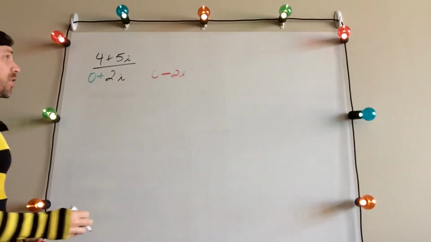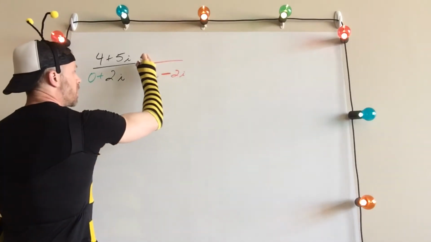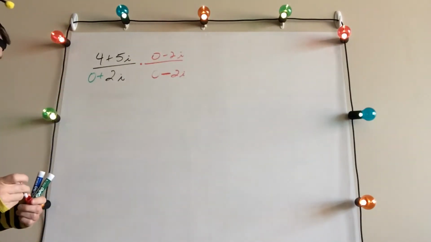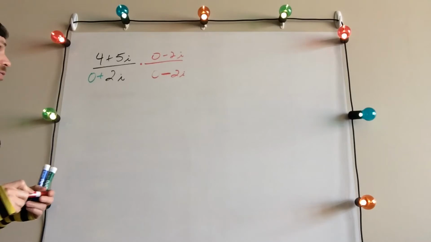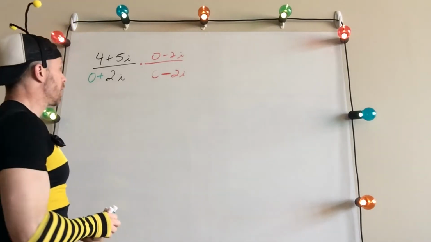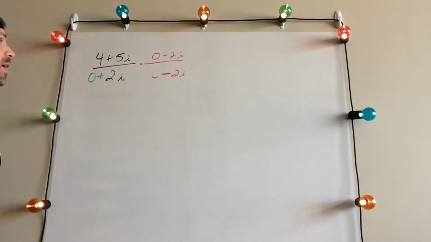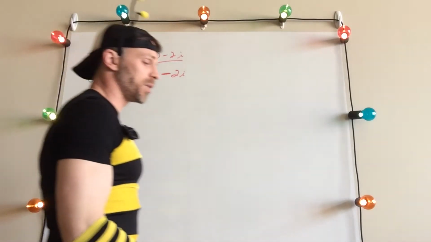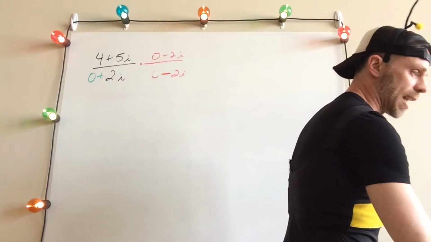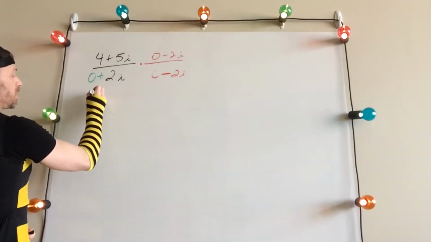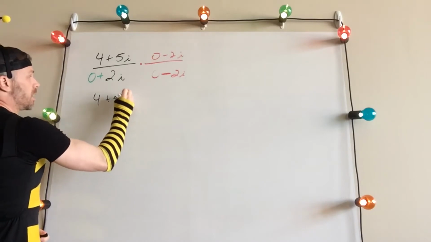All right, but we don't want to change the value of the fraction. We just want to change the way that it looks. So we need to make sure that we multiply the top and bottom by that 0 minus 2i, by the conjugate. Well, that 0 minus is going to make our life a whole lot easier. We know 0 minus is just the negative 2i anyway. So it would be easier probably to just look at it this way.